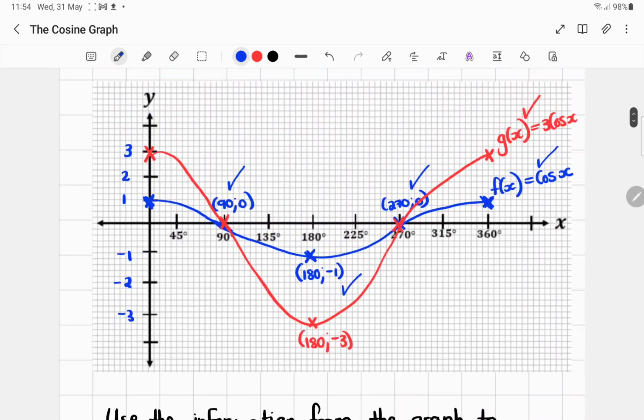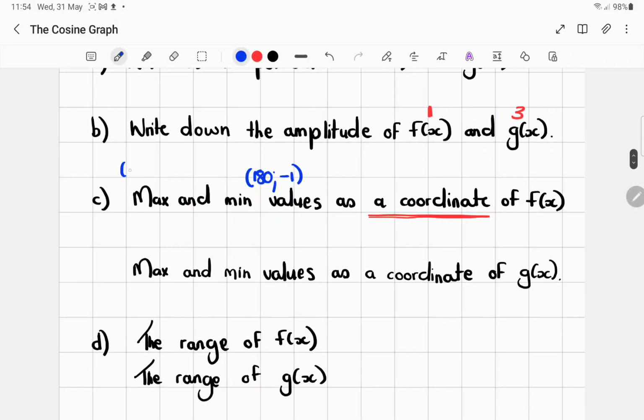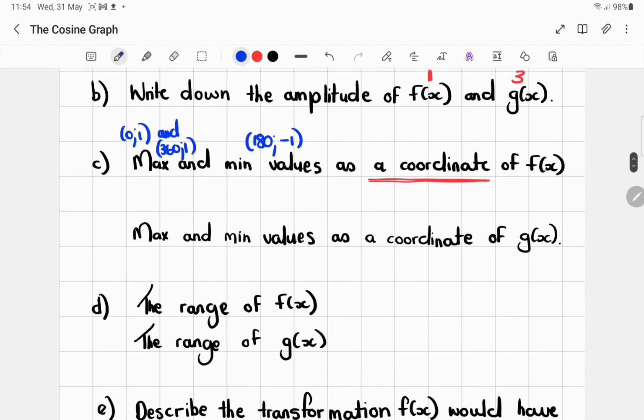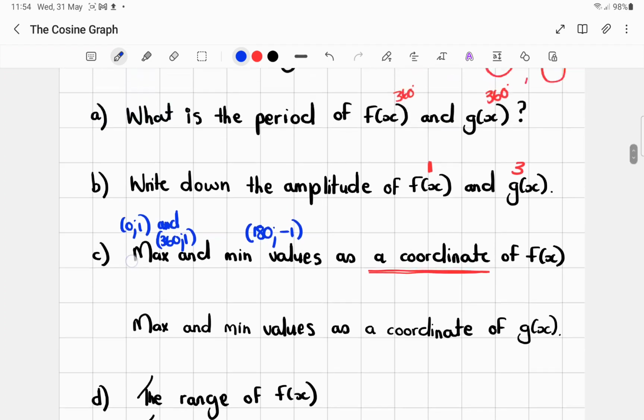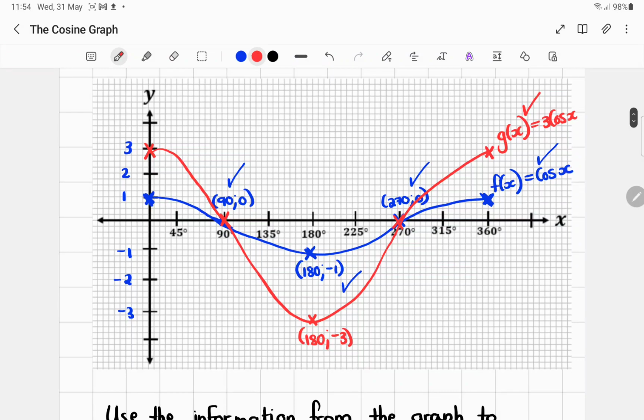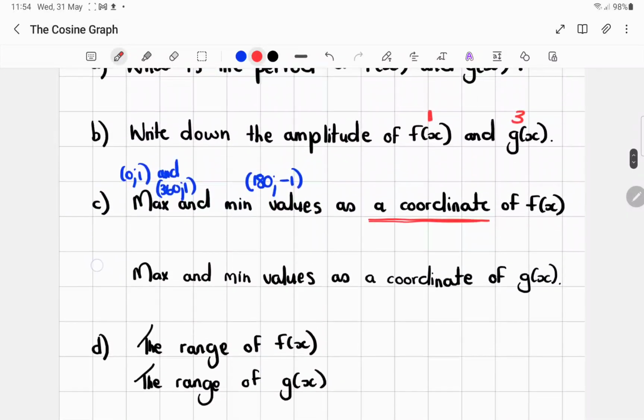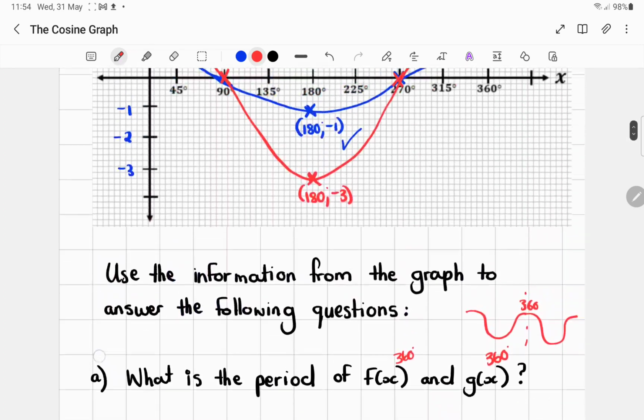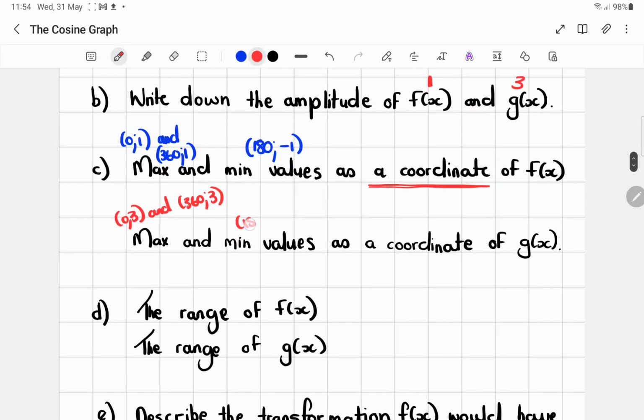And then we can write the maximum as well. It will be (0, 1) and (360, 1). Okay, then the maximum and the minimum values as a coordinate of g of x. So for g of x, can you see there's your minimum value and your maximum, these two sitting right on top. So it will be either maximum (0, 3) and (360, 3), and your minimum would be (180, -3).